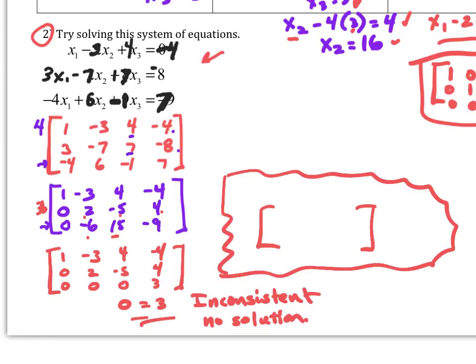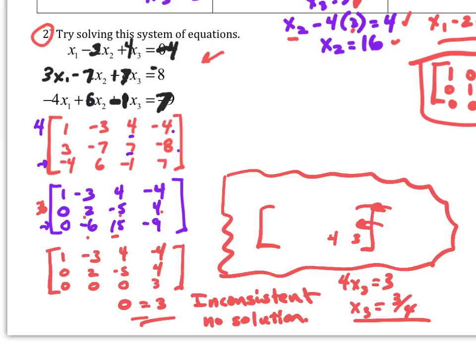If I end up here at this end and I said 4 and a 3 instead of a 0 and a 3, this tells me that 4x3 is equal to 3. Then I can just use simple algebra to solve that. x3 is equal to 3/4, and then go ahead and put x2 and x3 up into the first equation. You can solve for x1, and then you got it.